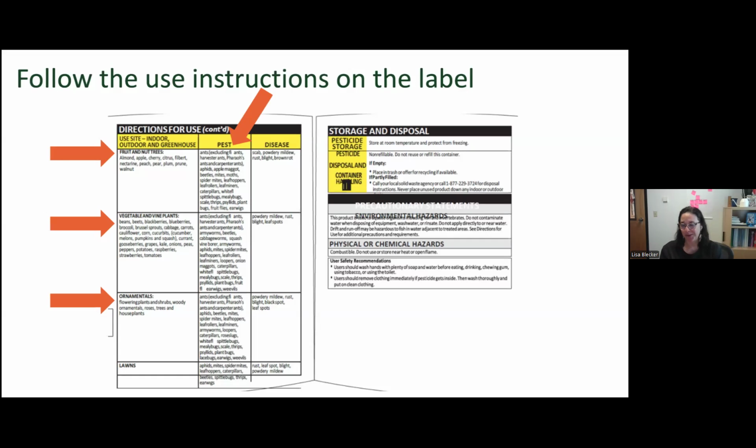So even though these labels, when they come on the jug, the font is very small. Just because it's small doesn't mean you shouldn't read it. You absolutely get out the magnifying glass if that's what you need to do. What is contained on this label is not a recommendation. It is actually representative of what's safe and legal to use.